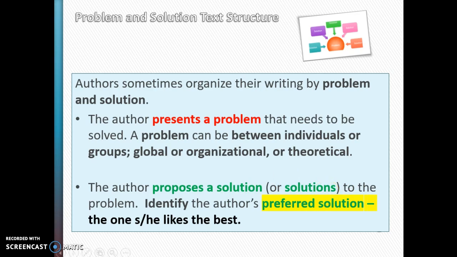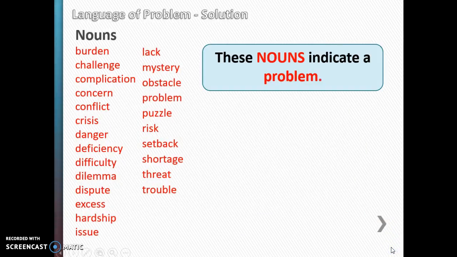So we have to read the text to identify the solutions, but especially the preferred solution, the solution that the author likes the best. Which solution does the author think best solves the problem? So let's take a look and see how they do it. Well, first of all, we need to be aware of the words that show us there's a problem. And here is a whole list of words that shows that there's some kind of problem.